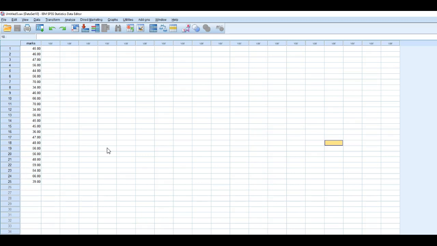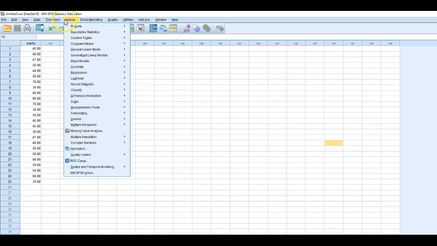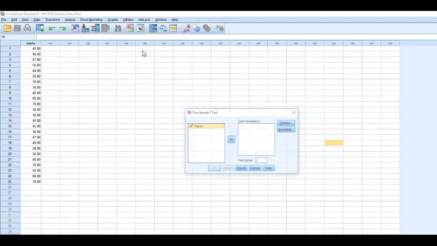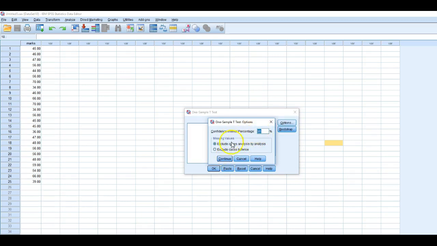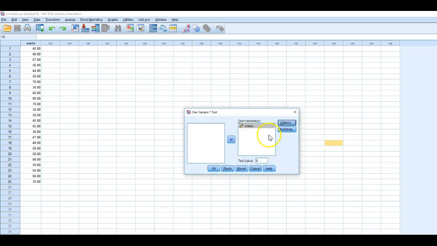We are unable to say this at this point in time because we do not know the standard deviation, and the population mean is heavily influenced by the sample standard deviation. So how do we conduct this test? Again, you go to Analyze, you go to Compare Means, and in Compare Means the second menu item is one sample t-test. So there you click and select this variable. It asks for options. There are no particular options that you need to click here, and then you click OK.